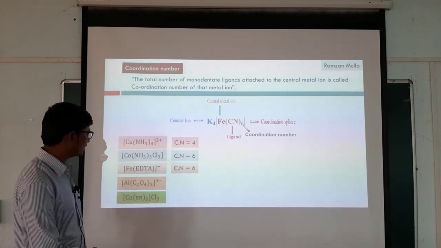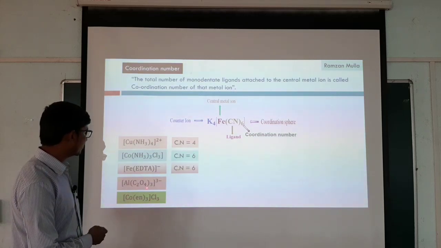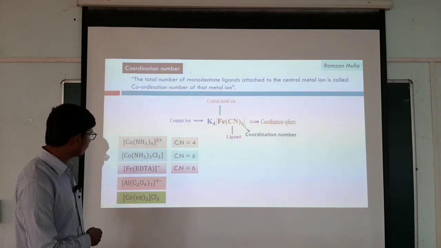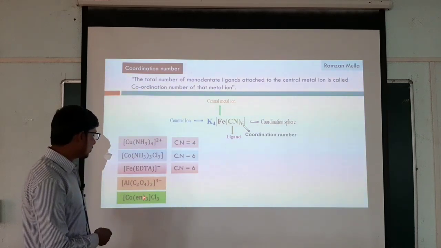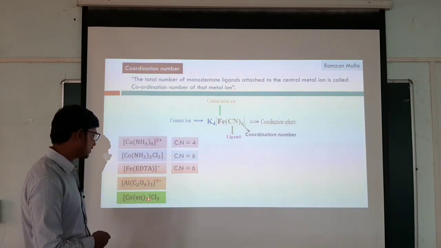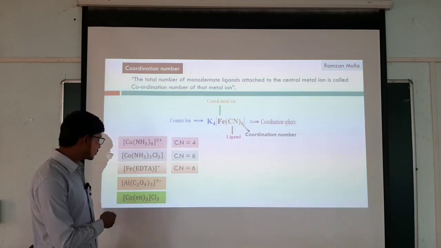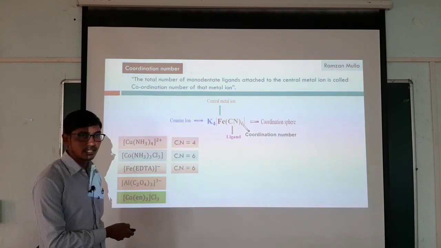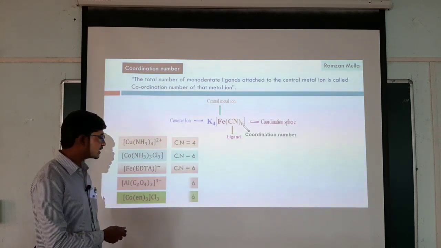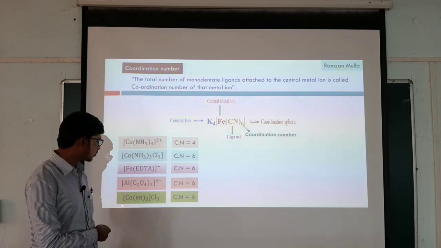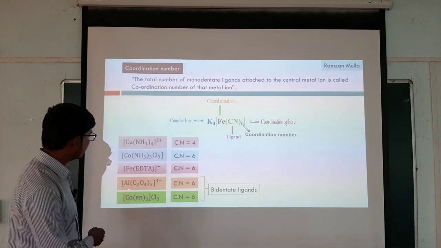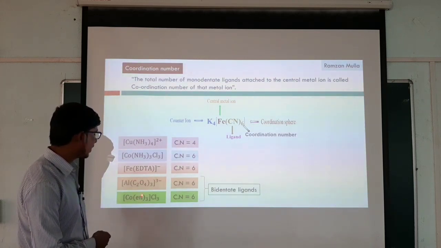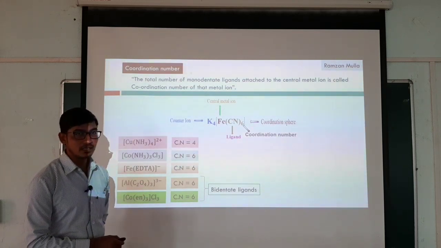Similarly, we have 2 more examples. One is the aluminum oxalate complex and one more is the ethylenediamine cobalt complex. Here these 2 complexes have the same number of ligands. It does not mean that these 2 complexes have coordination number 3. Here also the coordination number of aluminum as well as cobalt in this case is 6. It is because here oxalate and ethylenediamine both are bidentate ligands.